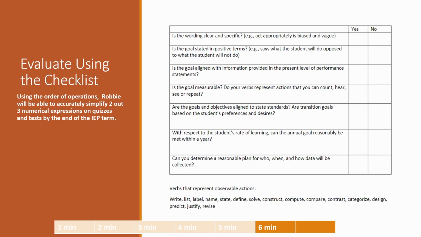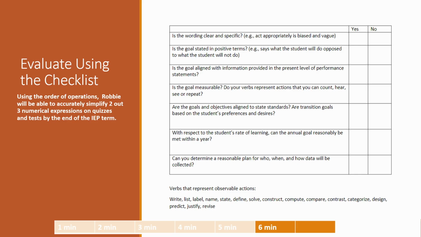Evaluate your goals using the checklist on the screen and note that the verbs that you use to name skills should represent observable actions, things that you can see, hear, count, repeat. Verbs like write, list, name, state work better than verbs like understand, interpret, because we can see and collect evidence of somebody writing. We can hear and count what somebody is listing. We can see a label being placed, but we really can't see what it looks like for a student to understand. That verb is too ambiguous.